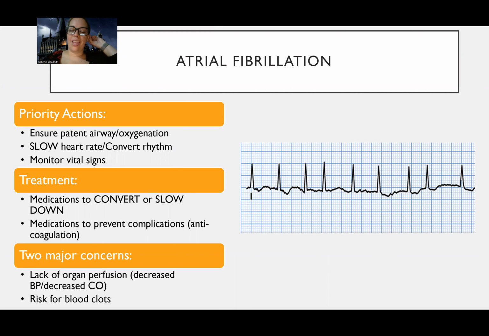I want to ensure that he is oxygenating. So his oxygen sats were low. Probably want to give him some oxygen. My goals are going to be to slow the heart rate and convert that rhythm, and then monitor his vital signs closely. Remember, for my priority treatments, I want to convert or slow this rhythm down so that I'm going to ensure better stability and less chance of clots. And then I need medications to prevent complications like anticoagulation.